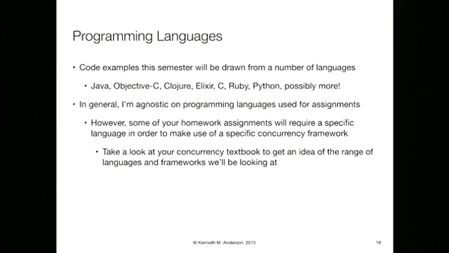Okay. All right, last thing as a kind of bookkeeping thing is programming languages. So if you take a look at that book, The 7 Concurrencies Framework, you'll probably see a lot of programming languages that you maybe have only heard of or have never heard of, like Elixir is a pretty obscure language, Clojure. But I'll be presenting code examples throughout the semester that come from all sorts of different programming languages. So Java, Objective-C, Clojure, Elixir, C, Ruby, Python, possibly more.